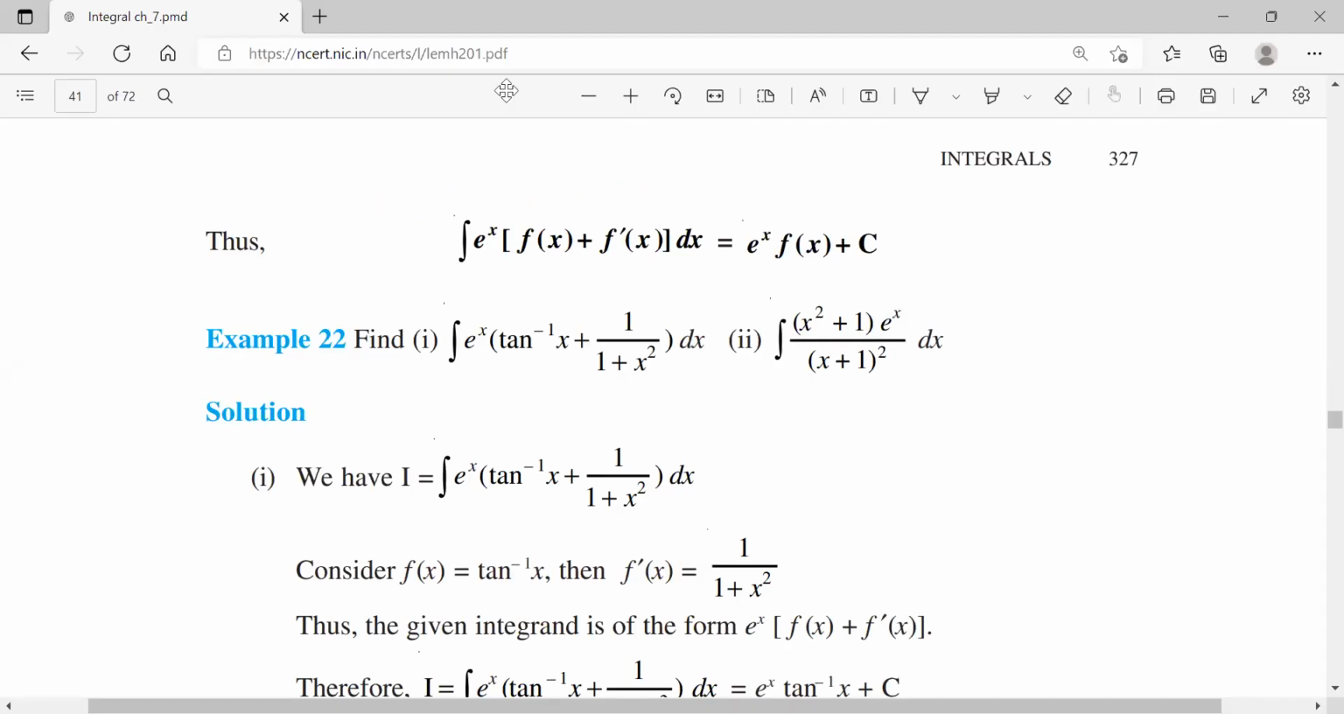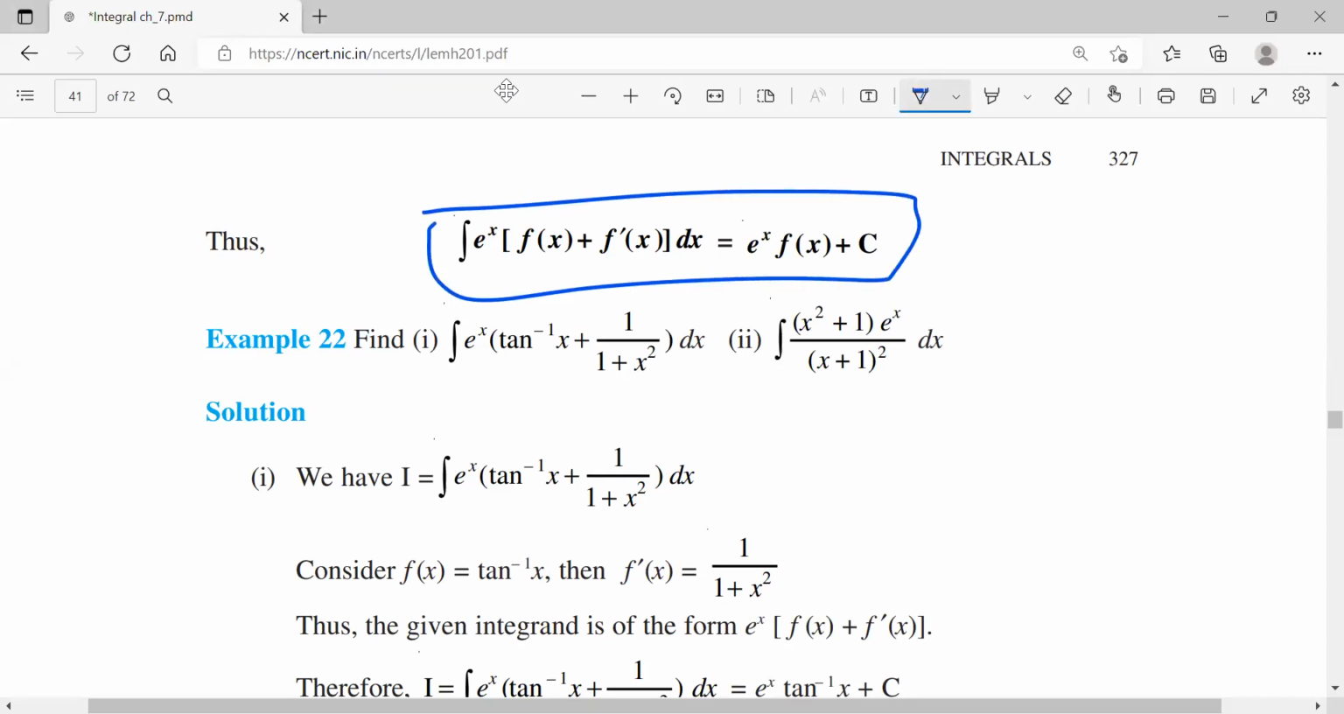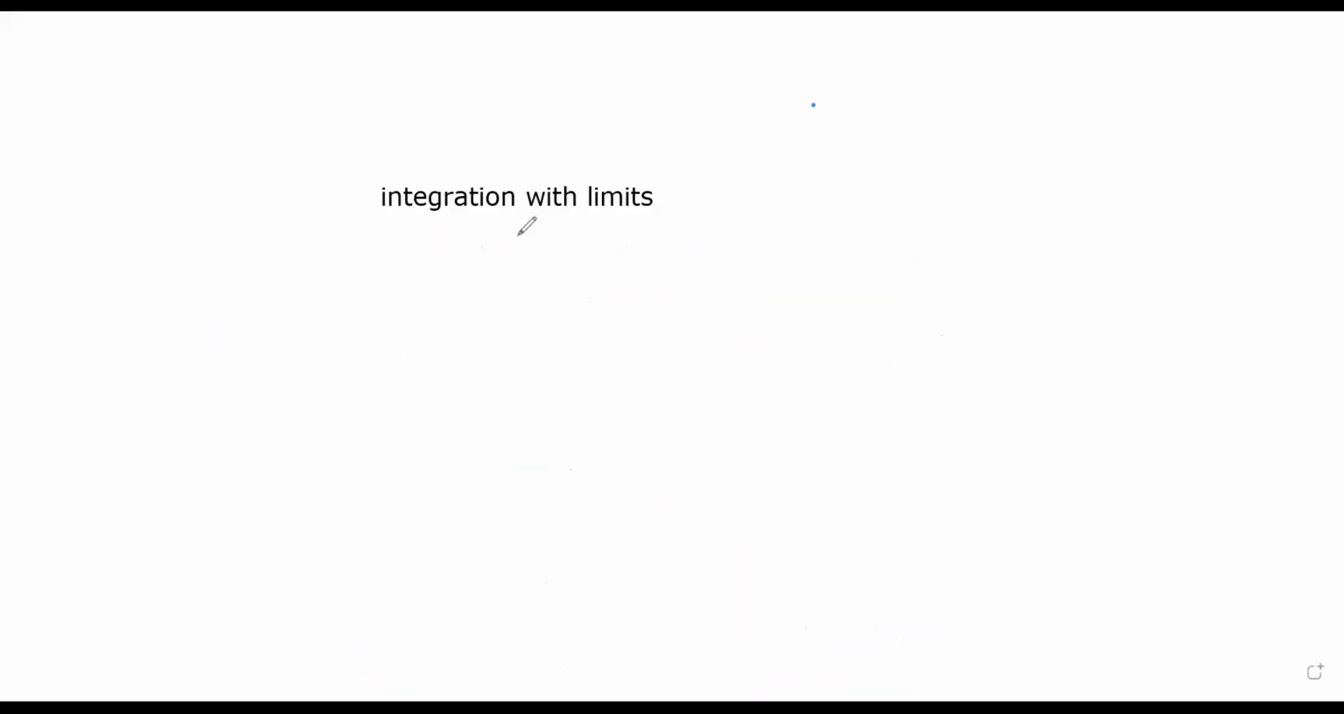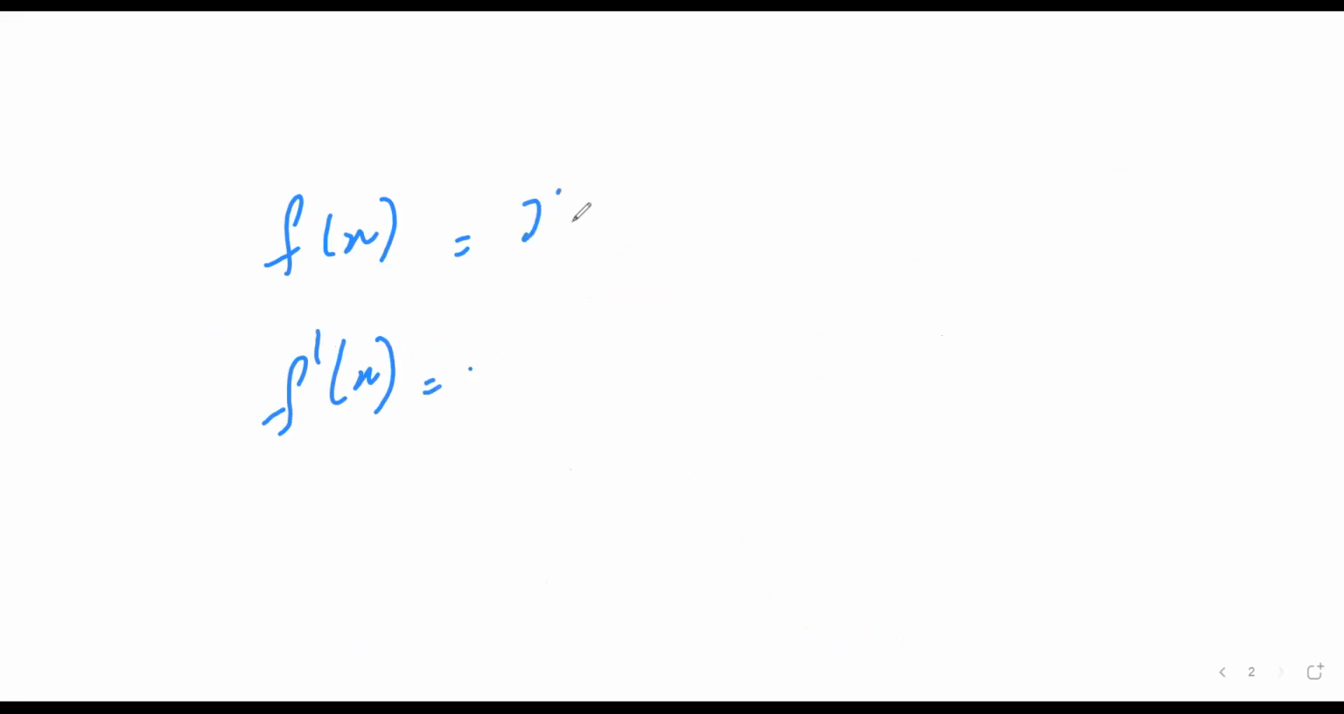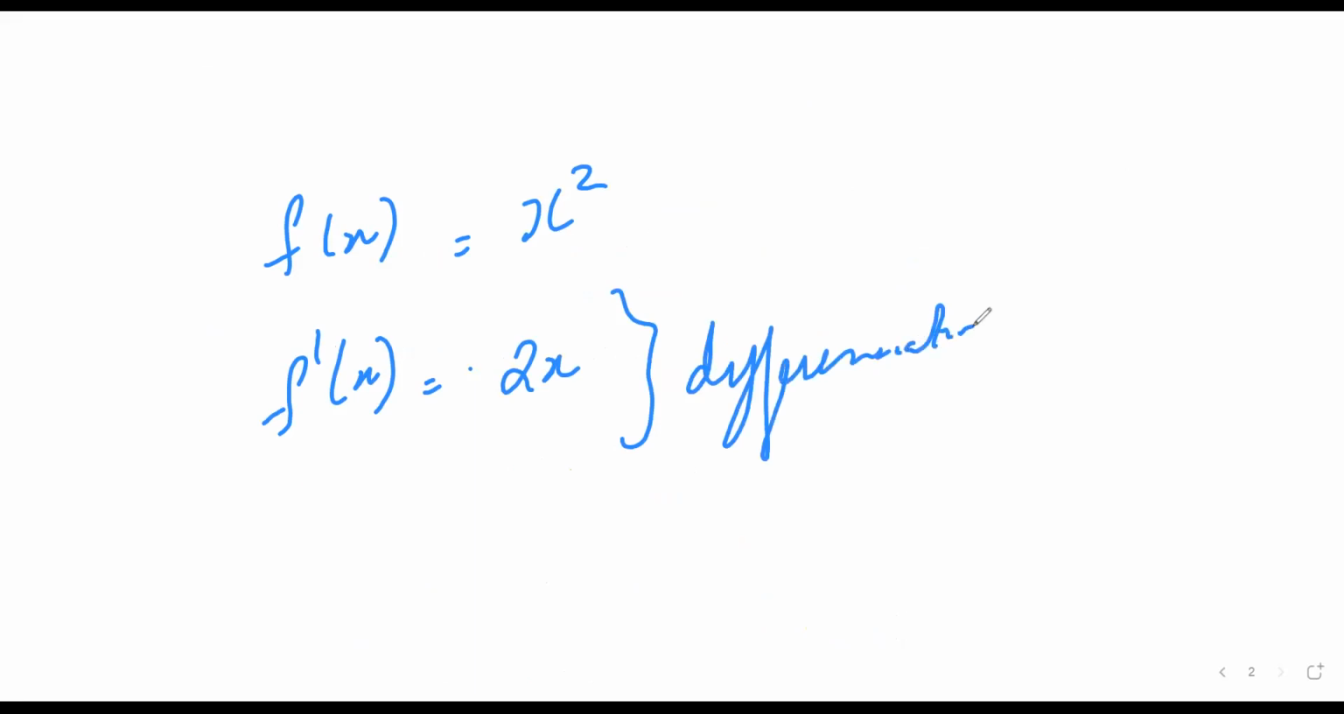I think you can all see this particular formula: integral of e power x into f of x plus f dash of x, dx, equals e power x f of x. Here f of x is nothing but a function. F dash of x, we all know what it is. For example, if it is x square, what is f dash of x? 2x. So it is nothing but differentiation. This common question is seen in the entrance examination.